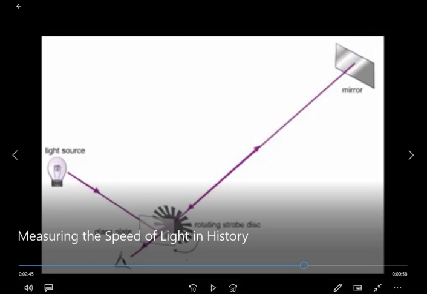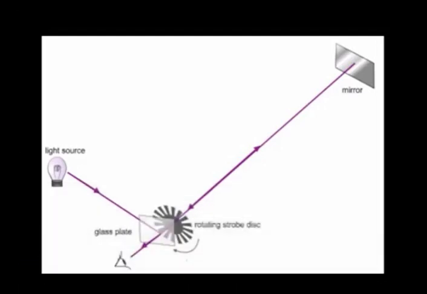But if he sped it up a little bit, by the time it went all the way here and all the way back, maybe it would fit through a seam. And by doing that, he tried to calculate the speed of light. Okay. Not a bad idea. A little bit high.